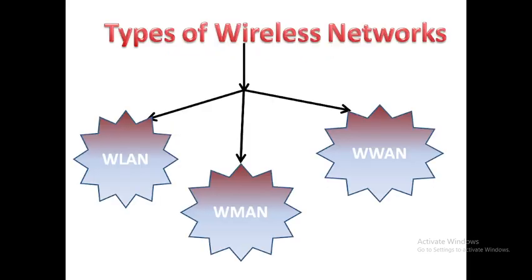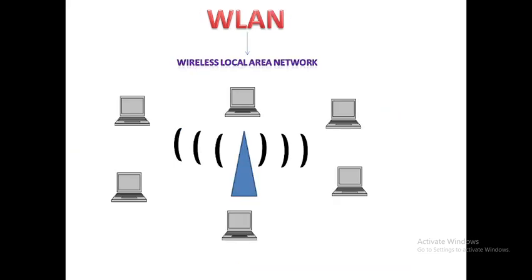Next point is, what are the types of wireless sensor network? There are many different types of wireless sensor network, but in this video I will discuss only three types: the wireless local area network, wireless metropolitan area network, and wireless wide area network. Now first is the wireless local area network. This network will be established in only one lab, or in one building. We can say that this network will be established within a limited area.